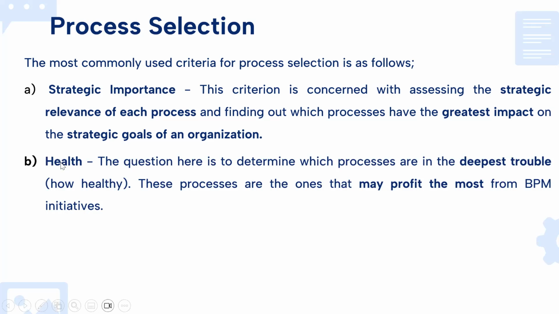So we have to identify what is the health of this particular process. The question here is to determine which processes are in the deepest trouble. So health means whether this particular process is running according to plan, or it has variation, or it has room for improvement. If it is not running based on our standards, or it has many difficulties in doing that particular activity, it is in the deepest trouble. It does not have good health. So if you solve this one, it may have an effect on profit through the BPM initiatives.